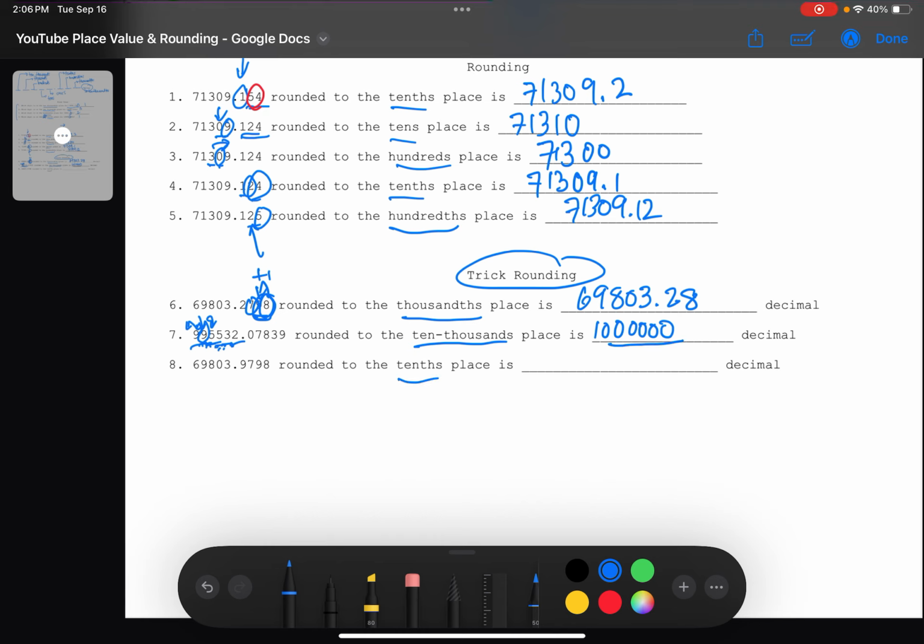The tens place here, which is the 9, since this 7 is greater than 5, we're going to increase that one by 1. Well, that becomes a 10, so that means we're going to increase this 3 by 1. So it's going to be 6, 9, 8, 0, 4, because the 9 before it increased by 1. So this is your final answer. So be careful with these tricky ones.